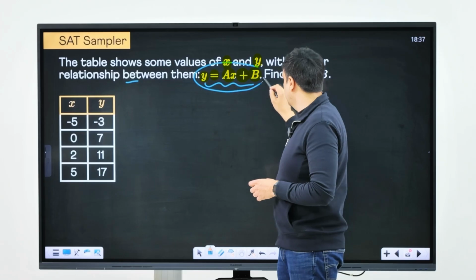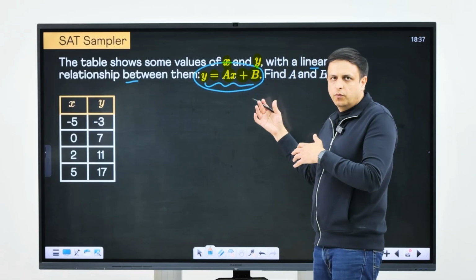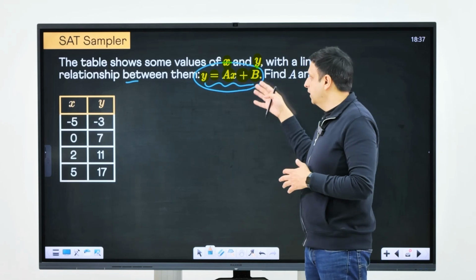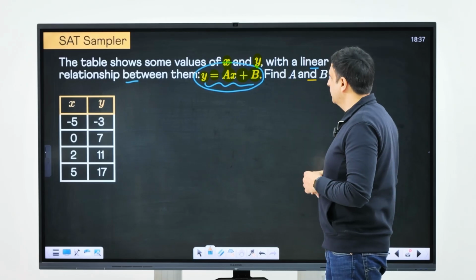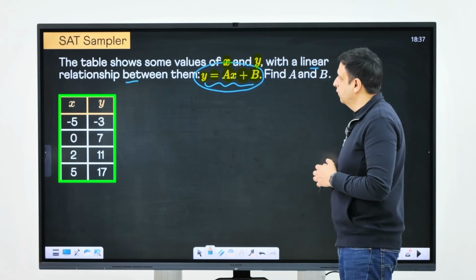So this really tells us that y is a linear function of x. And if you want, you can also interpret this as the equation of a line in slope-intercept form. We have to find a and b, and we are given these pairs of values of x and y.